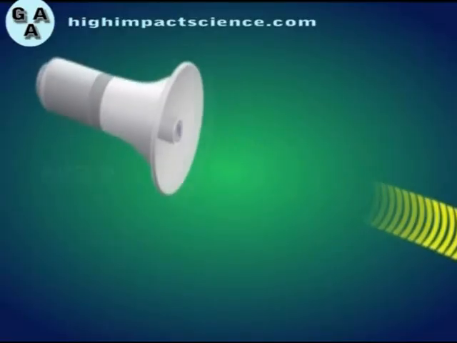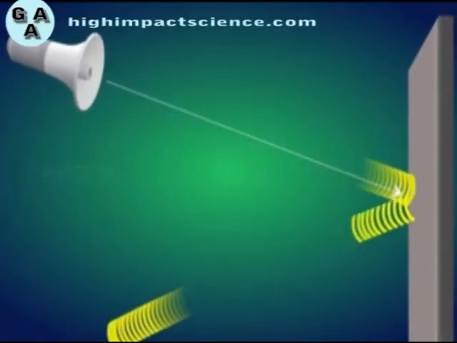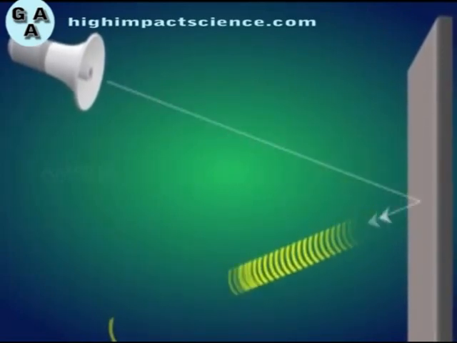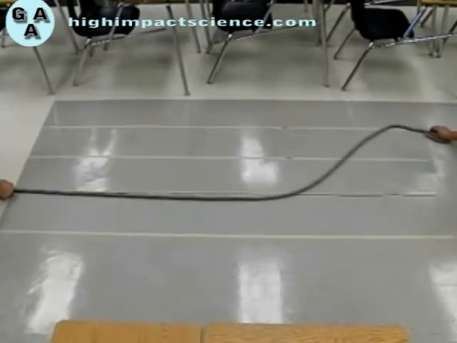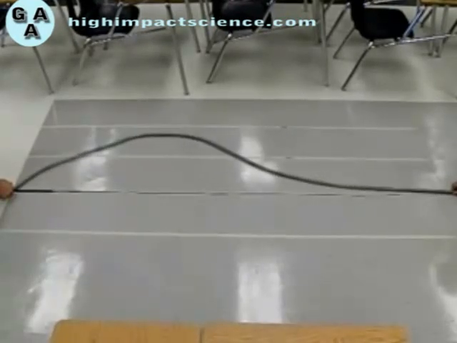When waves like sound waves travel through a medium and strike the surface of another medium, they bounce back into the original medium. When this rope is used to generate a transverse wave, the wave travels and hits the fixed point and starts another journey back.